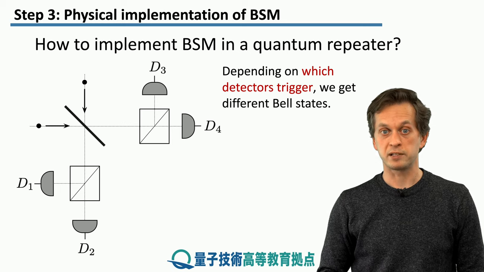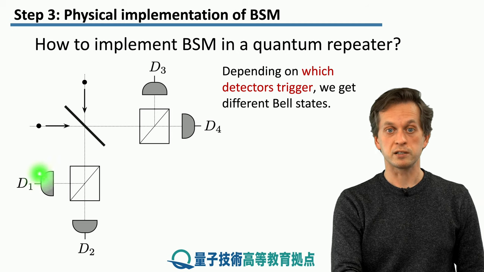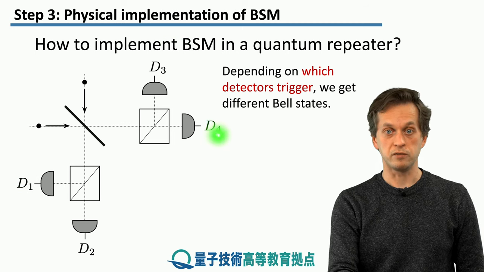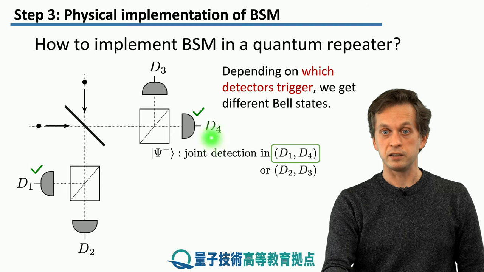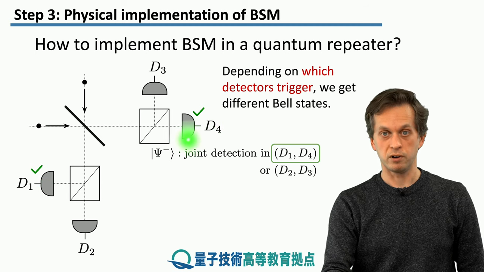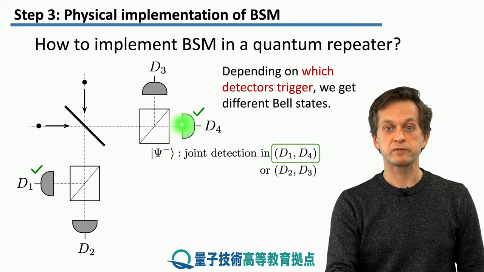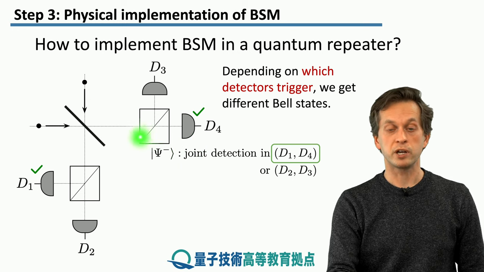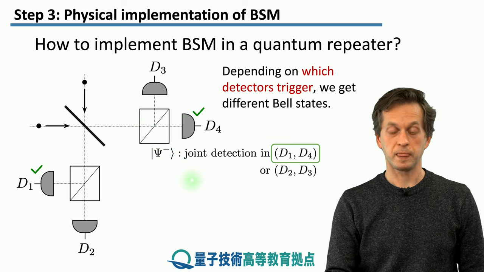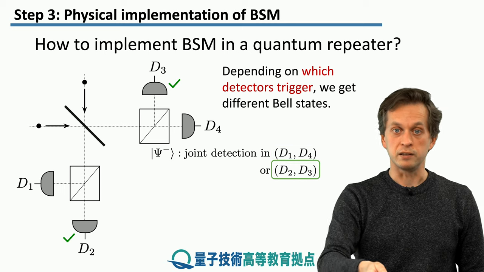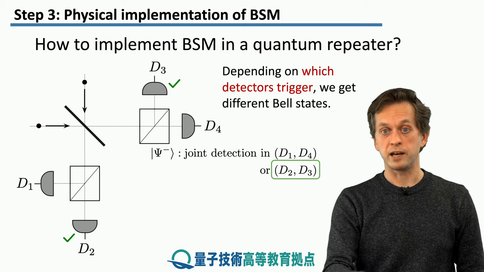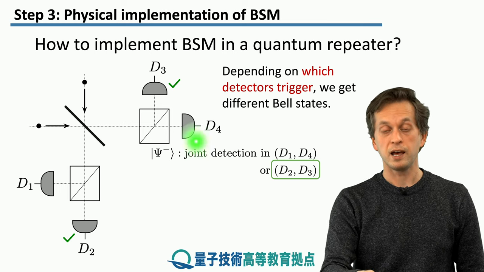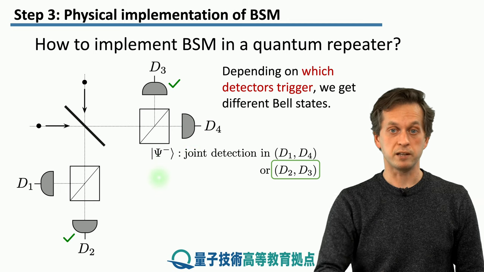So let's see what the different patterns are, and to not get confused, we will label our detectors as detector D1, D2, D3, and D4. So if we get a joint detection in detectors D1 and D4, this means that we have implemented a successful Bell measurement and the outcome corresponds to the projection onto the state psi minus. Also, if we get a joint detection in these two detectors, D2 and D3, joint detection means that both of these detectors trigger, then we can also say that we have implemented a successful Bell measurement and the result corresponds to the state psi minus.